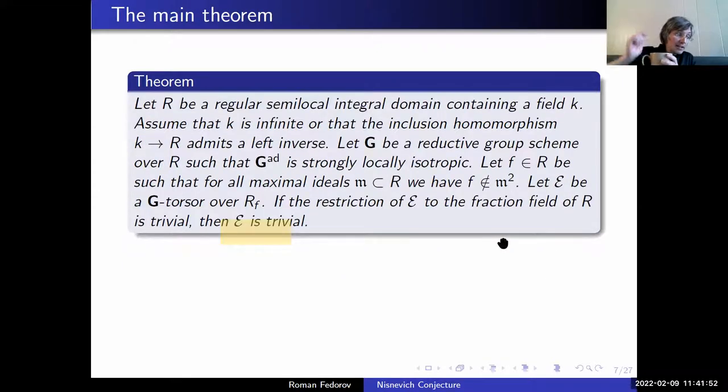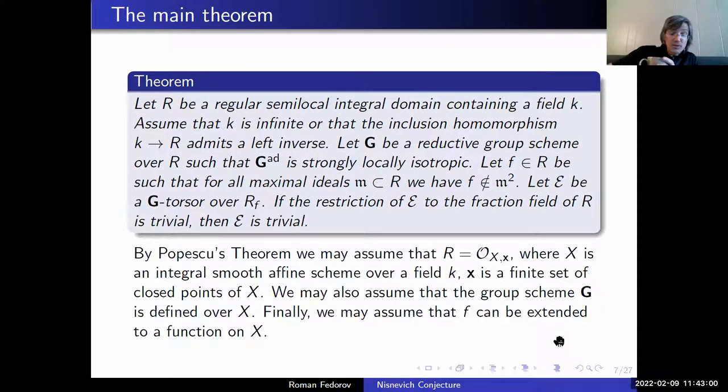Okay, so now I can formulate Nisnevich's theorem. Well, not Nisnevich's theorem, actually. It's my theorem, sorry. So this is a partial proof of Nisnevich's conjecture. There are the following assumptions. First of all, I have some assumption on k, and some people don't believe that I actually need it, but I was not able to get rid of this. So I either have to assume that the field is infinite, or I need to assume that Spec R has a k-rational point, so the inclusion has an inverse. But probably that's not needed. The second assumption is that G_R is strongly locally isotropic. And then we have the statement. Any questions about that?